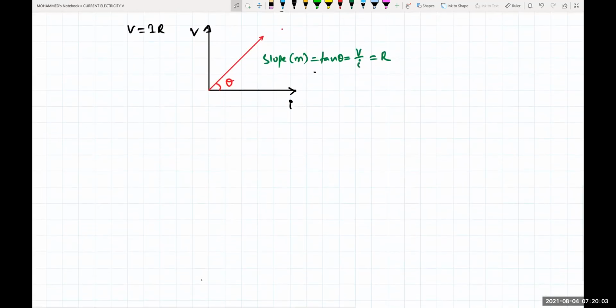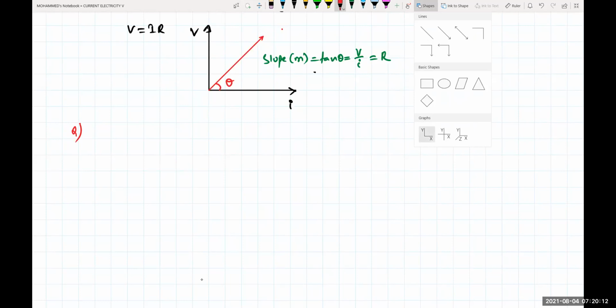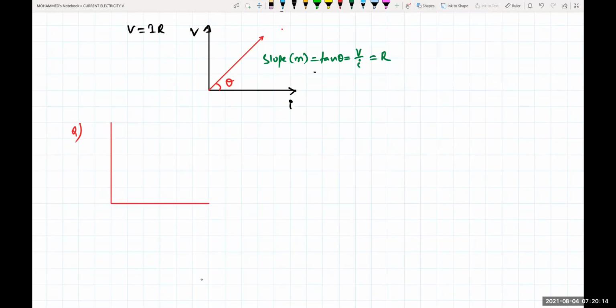Sure. Let me give you one small question related to this graph. Say for example, if I give you the graph slope something like this, two slopes are given. The first one is making an angle of theta 1, this one is making an angle of theta 2. The temperature of this one is T1, the temperature of this one is T2. Here we have the current I, and here we have the potential V.